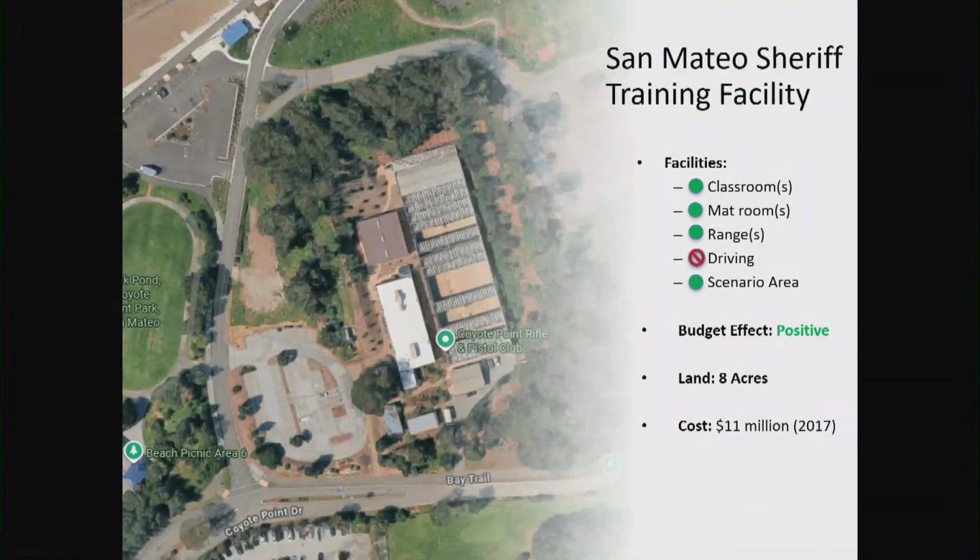This is San Mateo Sheriff. Their budget effect is positive. They did this on 8 acres at a park. Cost them about $11 million. It was more of a refit.